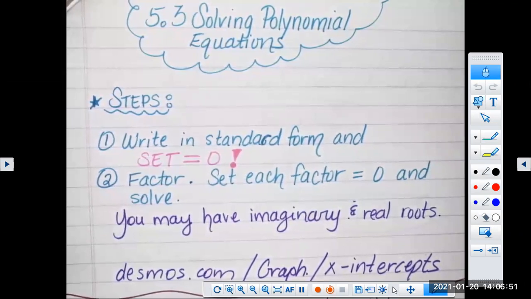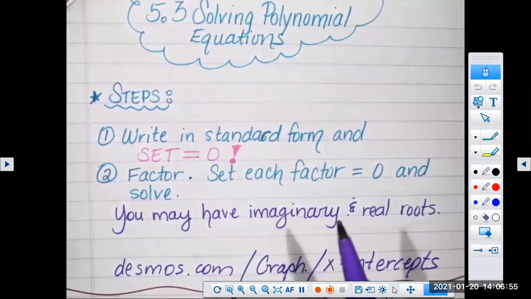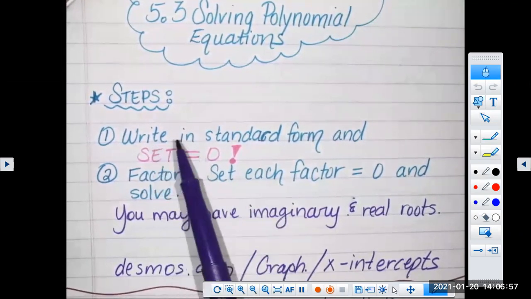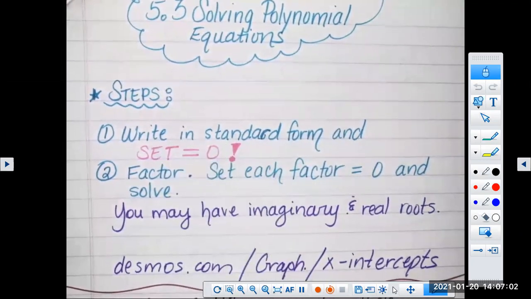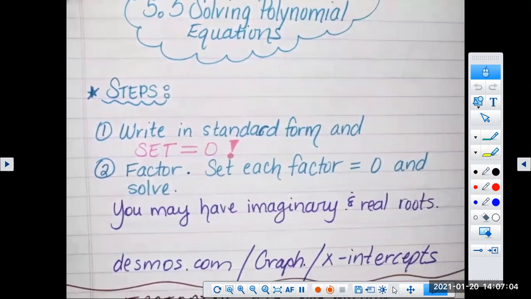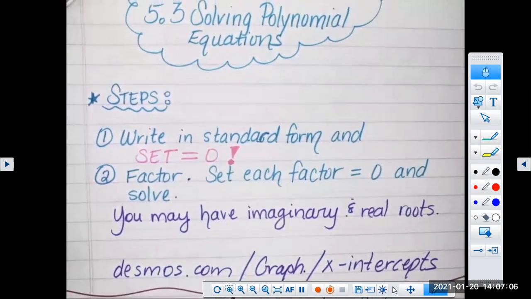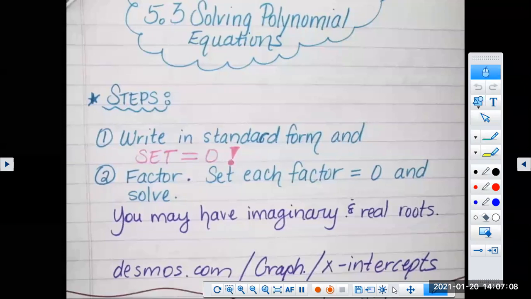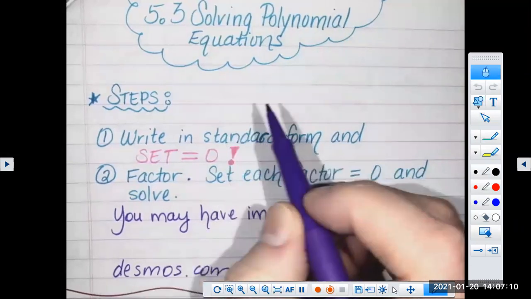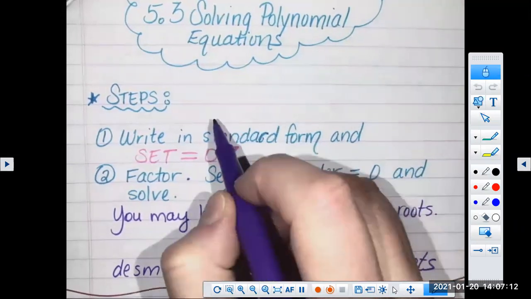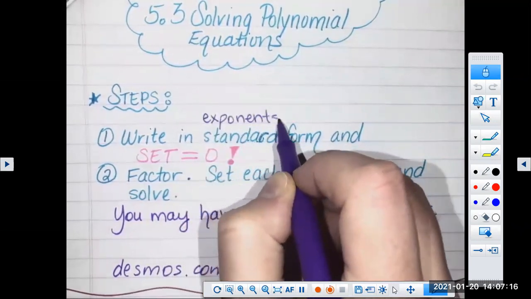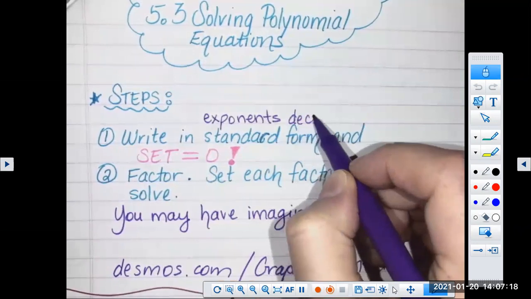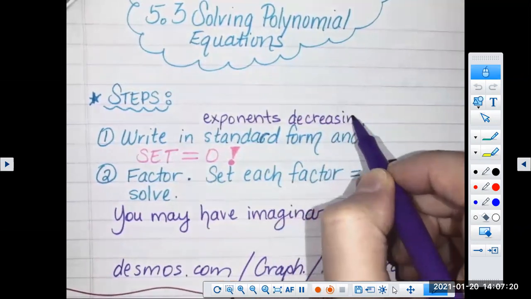Okay, what your steps are when you're solving polynomial equations, the first thing you want to do is write it in standard form and make sure it's set equal to 0. Do you guys remember what standard form is? It's when you put your exponents in decreasing order. So the exponents are in decreasing order, standard form.